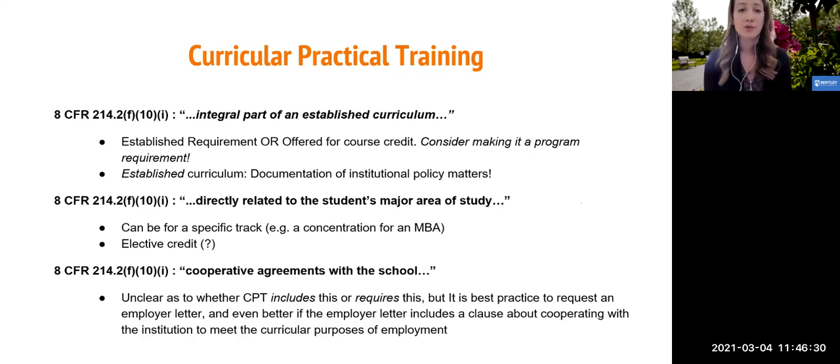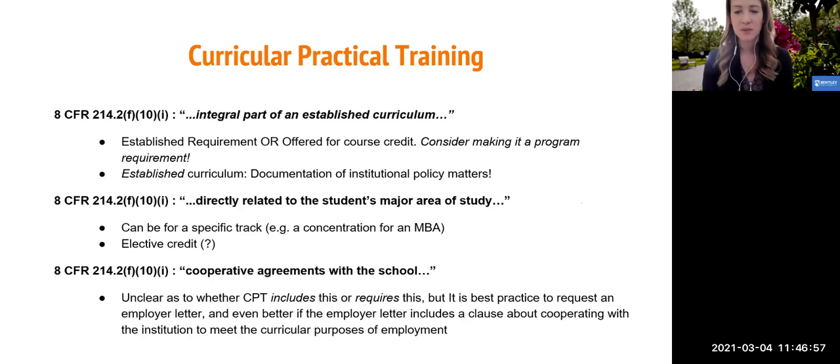Which brings me to the next point. There is this clause about it being a cooperative agreement with the school. So this actually boils down to a grammatical issue within the regulations. It's unclear based on the grammar of this sentence whether CPT requires a cooperative agreement with the school or includes cases in which there's a cooperative agreement.